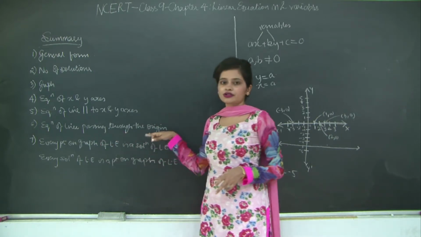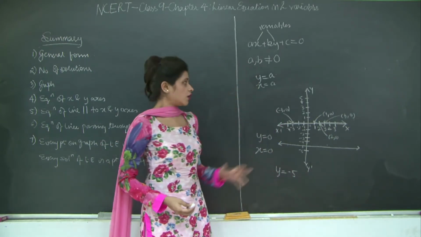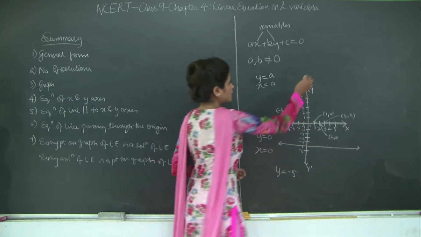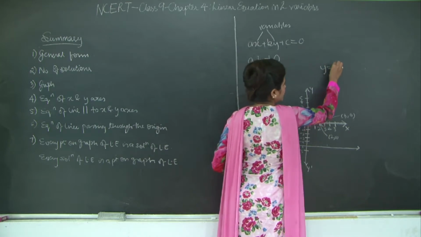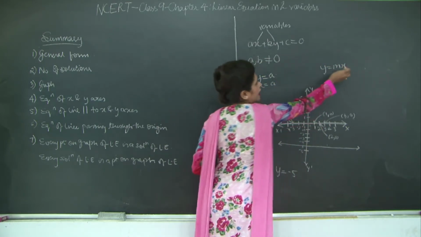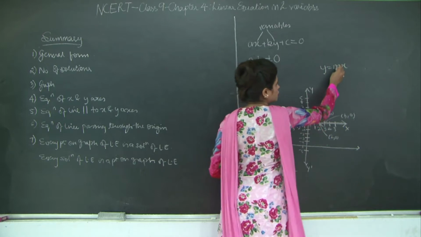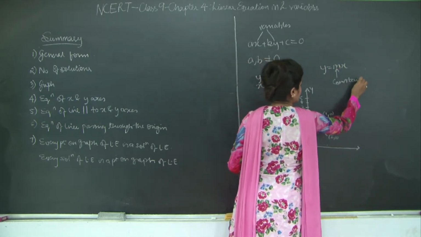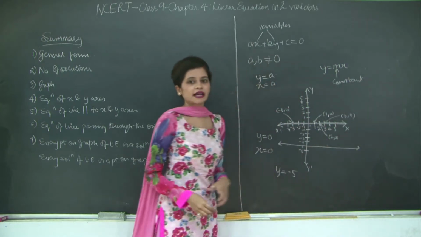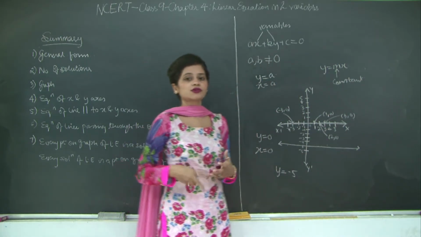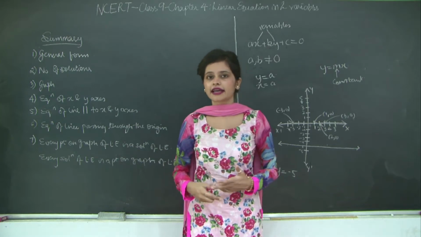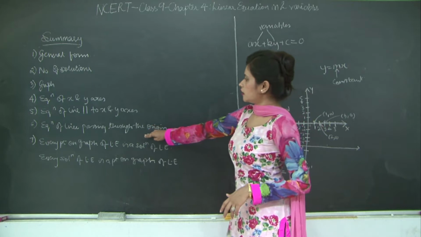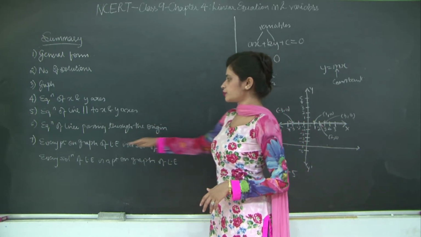Equation of a line passing through the origin. We saw many sums of this format for equations of a line passing through the origin. It is always of the form y is equal to mx, where y and x are your variables and m is a constant. So I think in the solved example there was one sum as well as there were two sums in your exercises. I think that was exercise 4.3. Now, equation of a line passing through the origin, we have done this.